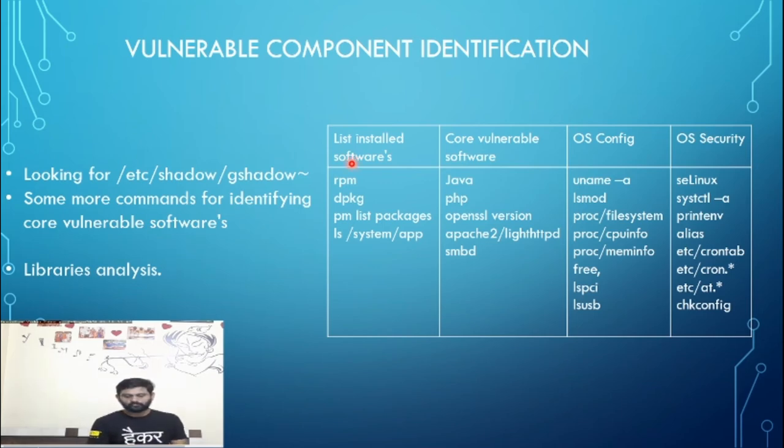And also you should look for the software installed. Like for Red Hat we use RPM, for Debian we use dpkg, and for Android we look for the pm list packages. So unnecessary packages, like if you are using a set-top box at your home and a messaging app is installed, then there is no use of the messaging app, right?